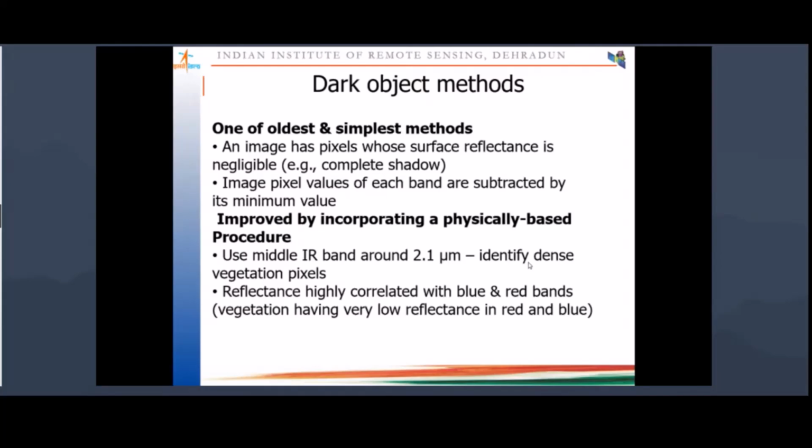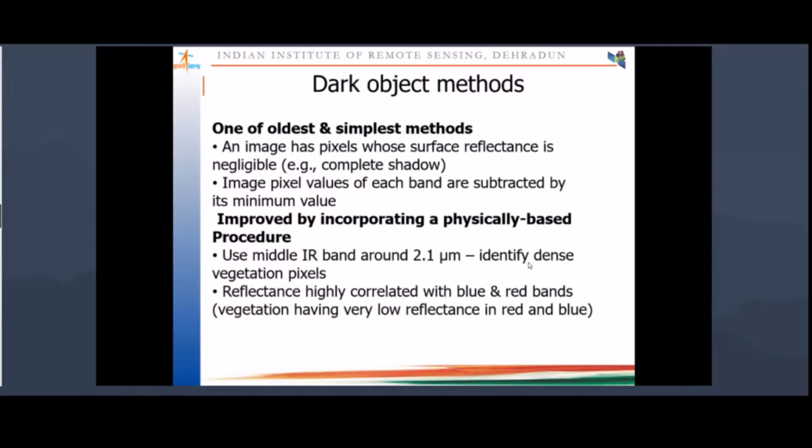If you don't have complete shadowy regions or if you don't have water bodies in the data, what do you do? Which pixels or which features should you pick up? You can pick up the dense vegetation pixels in the blue and the red part of the spectrum, because in the bluish and reddish spectral range, due to pigment absorption, the spectral reflectance is assumed to be very low. So these should be behaving as dark targets in blue and red wavelength regions.